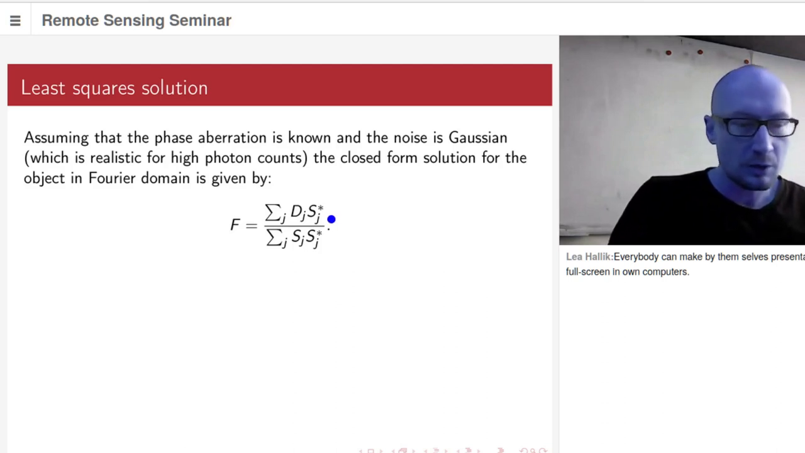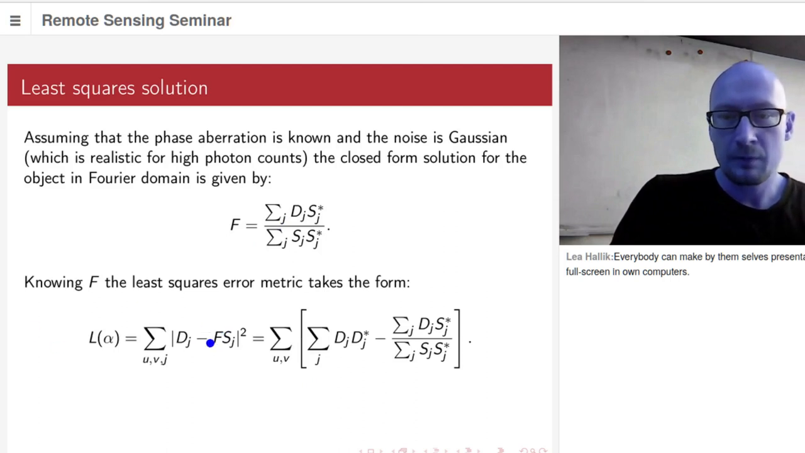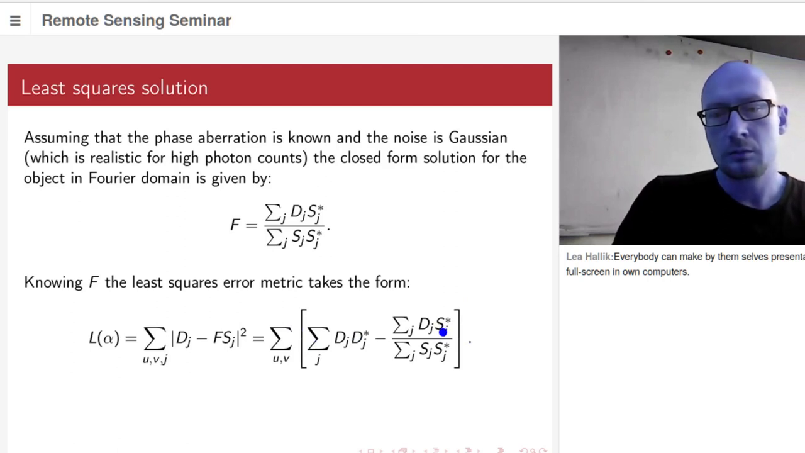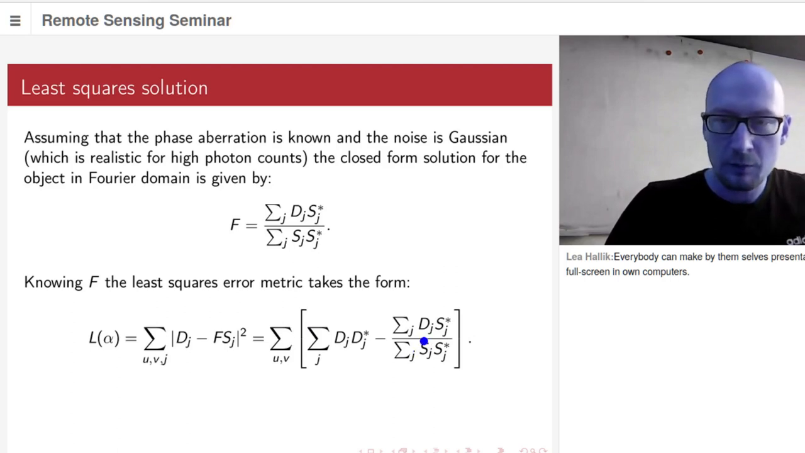And now a little bit more about math. If these phase aberrations are exactly known, then the true object can be expressed in closed form. Then this object can be fed into the least squares error metric, and then the task becomes only about the point spread function. I forgot to mention, this is now in the Fourier domain. Previously, I showed the equation which was in the real domain.